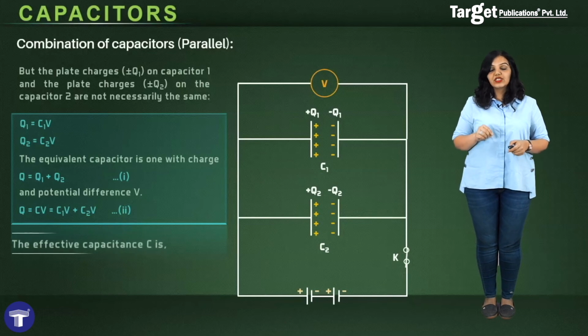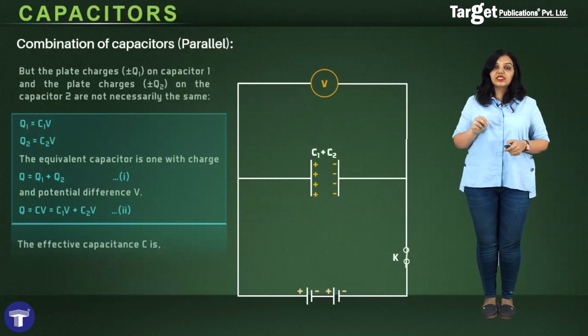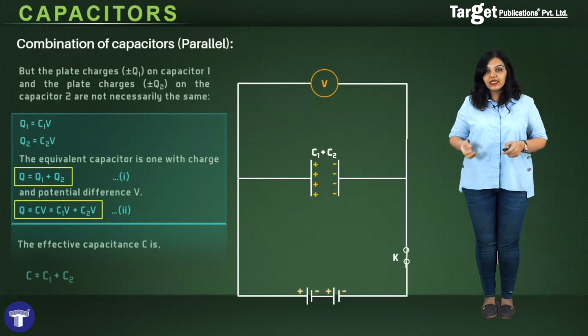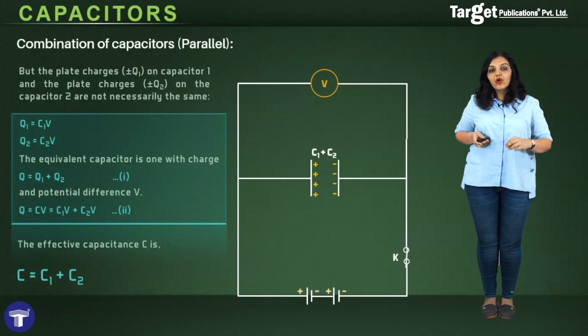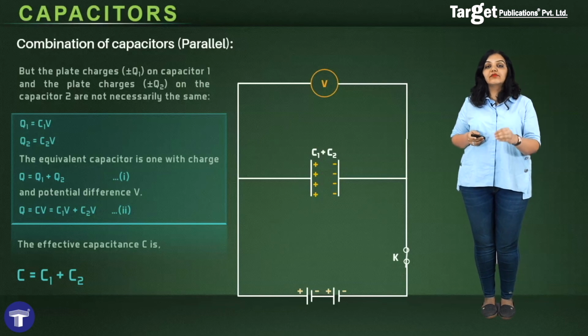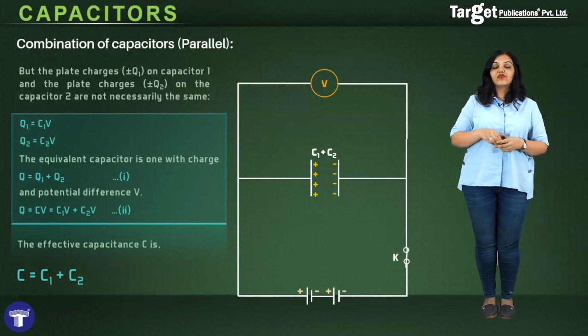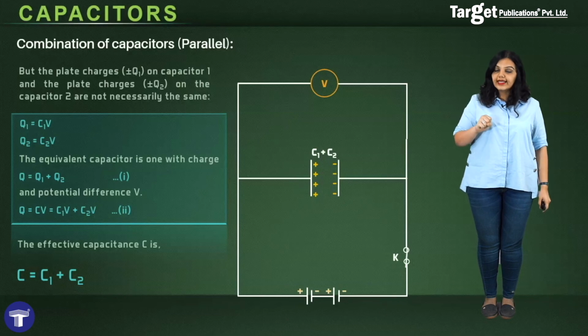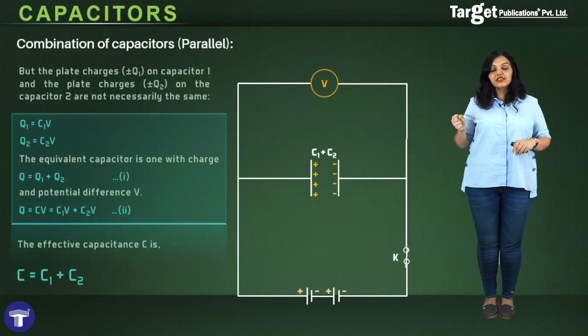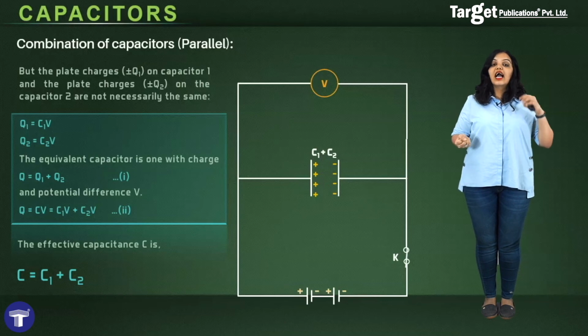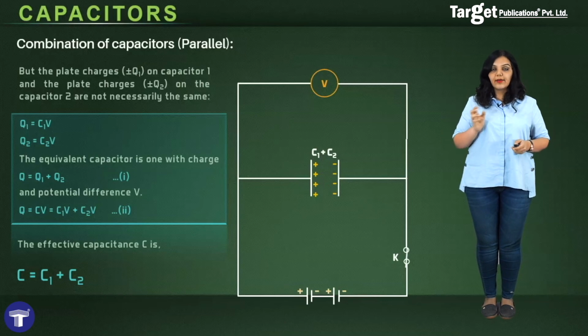By comparing equations 1 and 2, I get C is equal to C1 plus C2. So in a parallel combination of capacitors, the capacitances just directly get added. You will note that the exact opposite treatment is required for resistors. For resistors in series combination, you directly add, and in parallel you add the reciprocals. In capacitors, in the series combination, you have to add the reciprocals, and in parallel you directly add the capacitances.